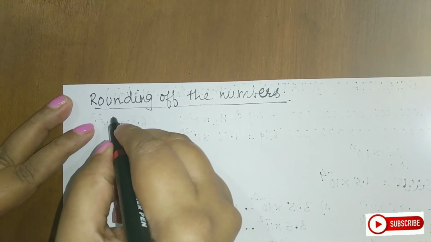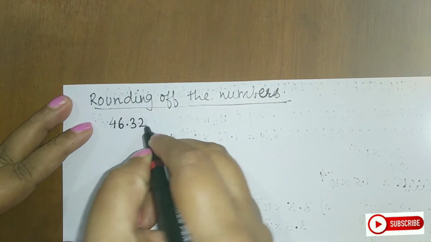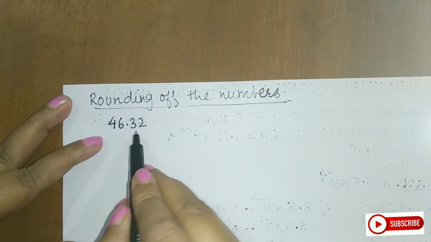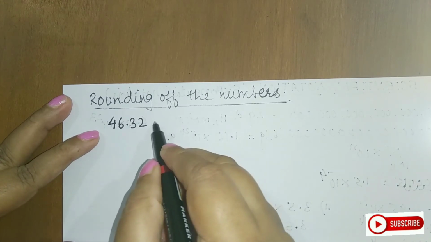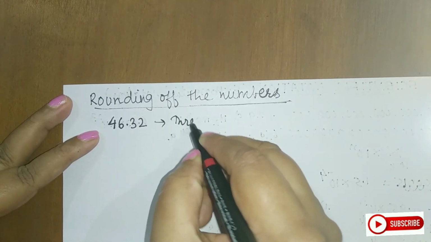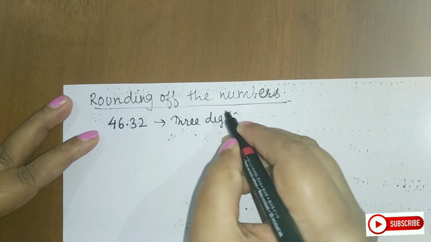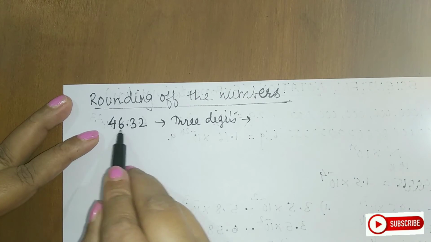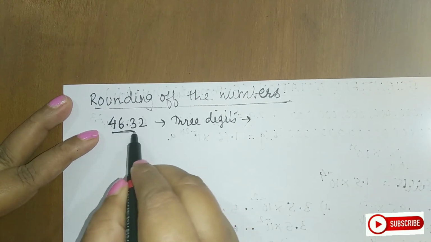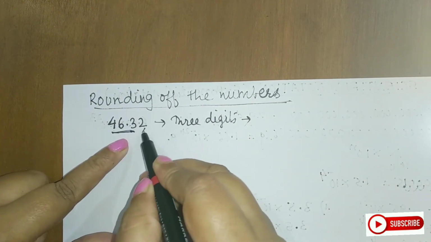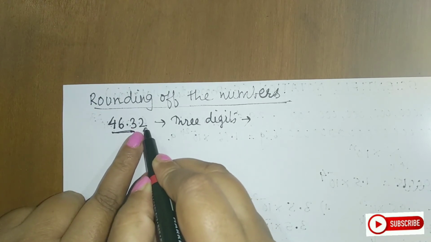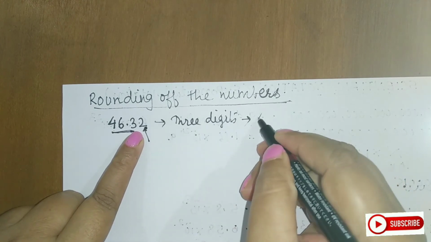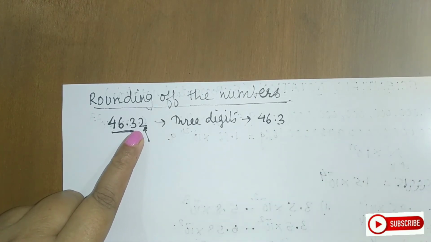Now the example is 46.32. Now if I want the digit to be written only for 3 digits, how will I write this for 3 digits, student? I will count 1, 2 and 3. It means I want the answer only of 3 digits. So I will check this number. Now as this number is less than 5, I will drop this number and my answer will be 46.3.